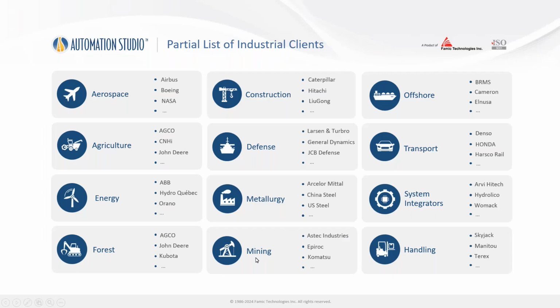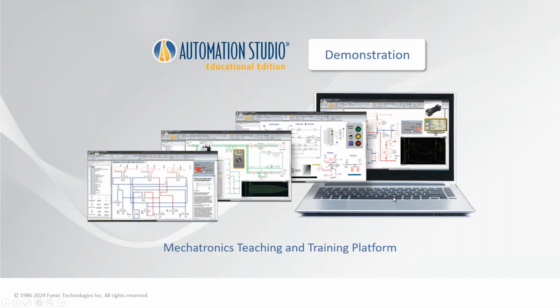Metallurgy, we have China Steel and US Steel. Then from mining, we have Epiroc, Komatsu. From offshore, we have BRMS, El Nusa. Transport, Honda, Denso. System integrators, we have RV Hightech and Womack. From handling, we have Skyjack and Terex. Okay. So we are done with the corporate presentation.